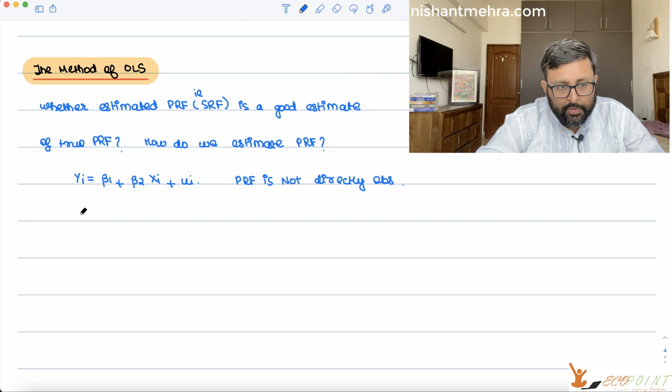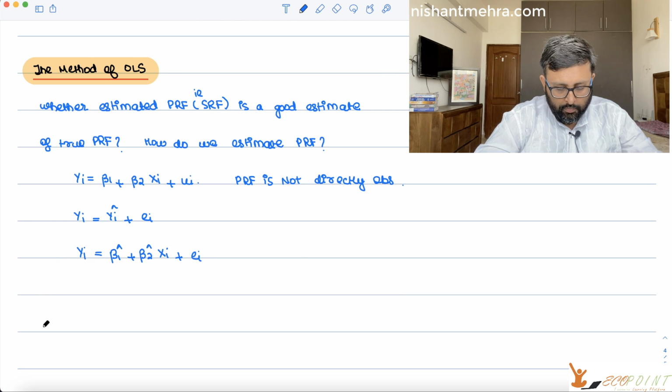So you estimate it from your sample regression function. So what do you have? You have yi hat plus ei, that is equal to actual y. And what is yi hat? That is beta 1 hat plus beta 2 hat xi. So beta 1 hat and beta 2 hat are the estimators of beta 1 and beta 2, right? And ei is the residual. I hope you remember that.